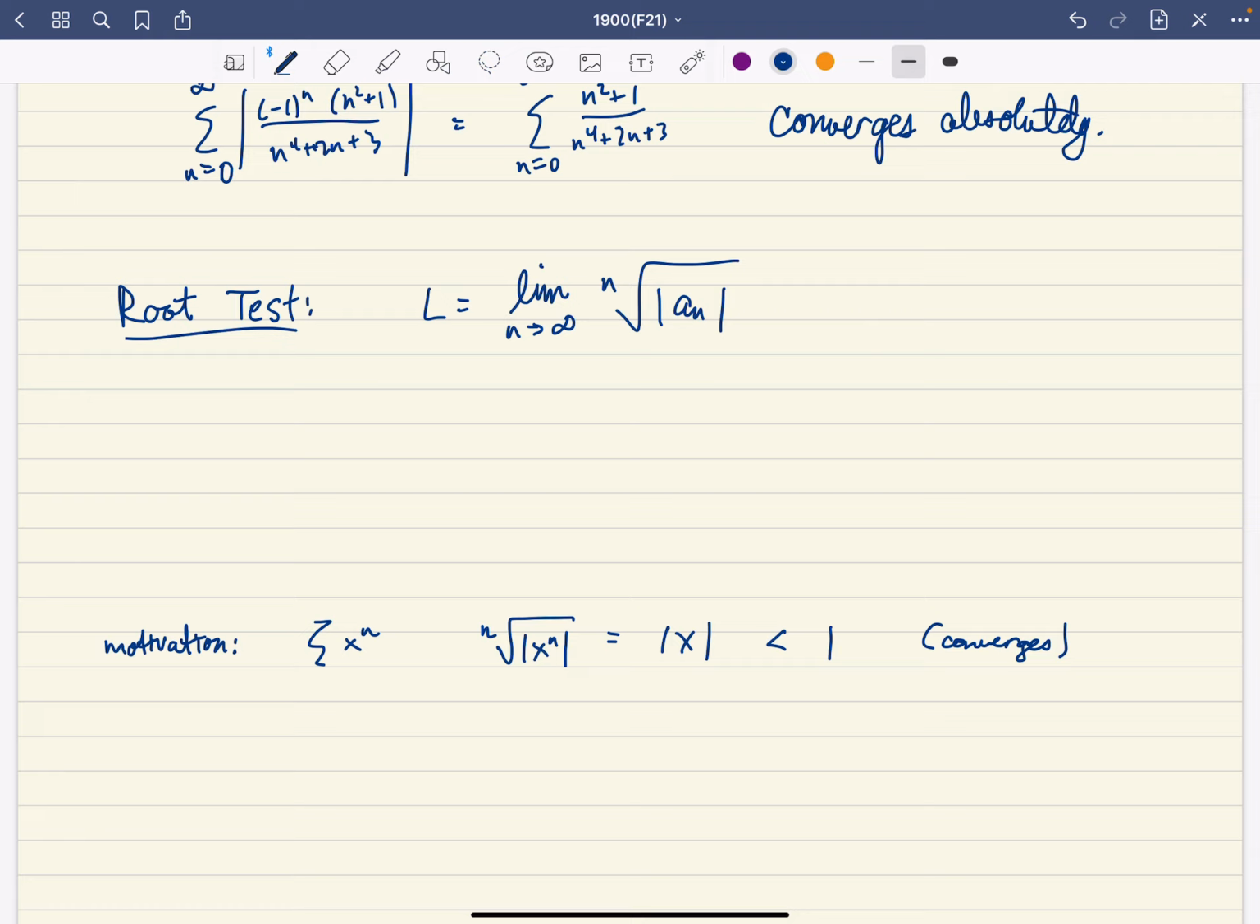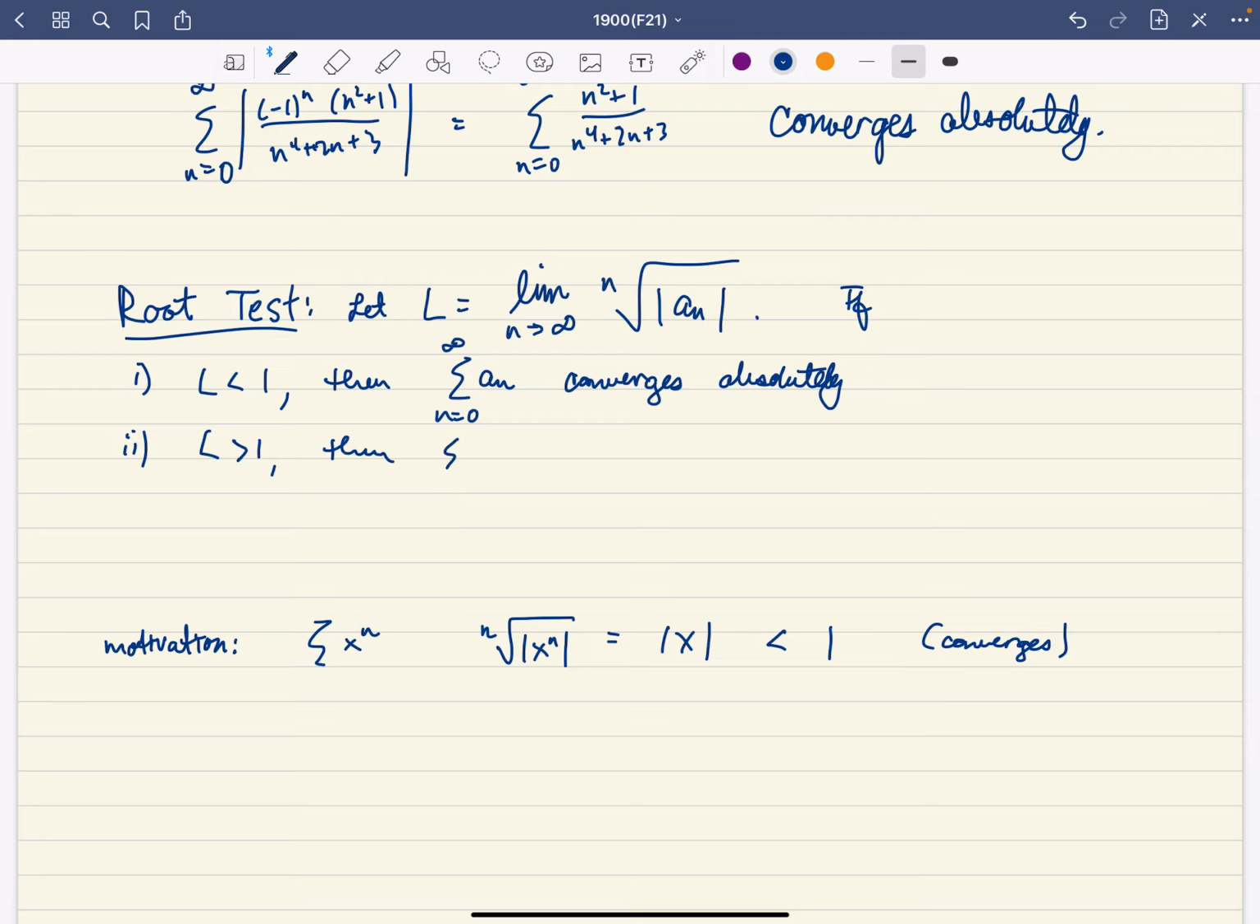Okay, but let's write it formally. So let's let L be this limit. It turns out that if L is less than 1, then the series converges, so the sum a sub n, as n goes from 0 to infinity, or 1 to infinity, or 5 to infinity, whatever, converges absolutely. If L is bigger than 1, then the series diverges. And if L is equal to 1, just like the ratio test, the test is inconclusive.